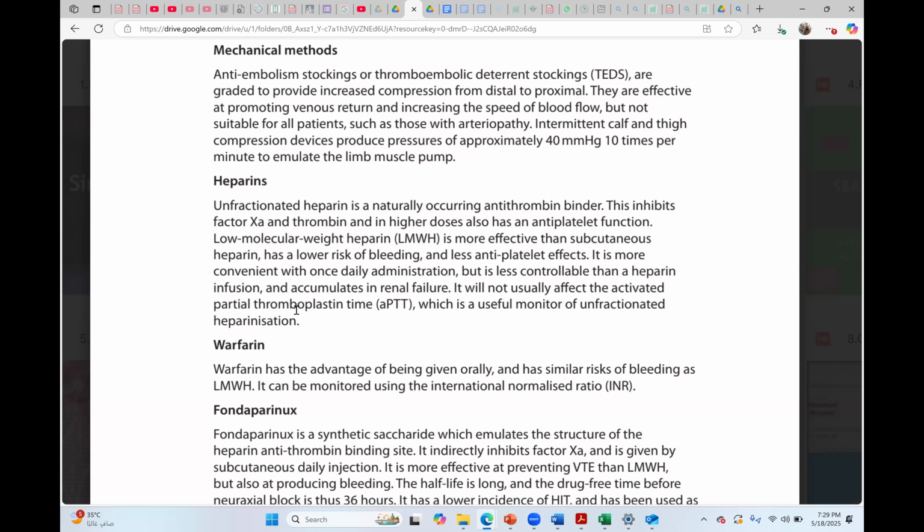So another question just for the learning, how can you monitor the heparin effect? For unfractionated heparin, APTT is the good marker, or there is a bedside test. Bedside test, what is the name of the bedside test?